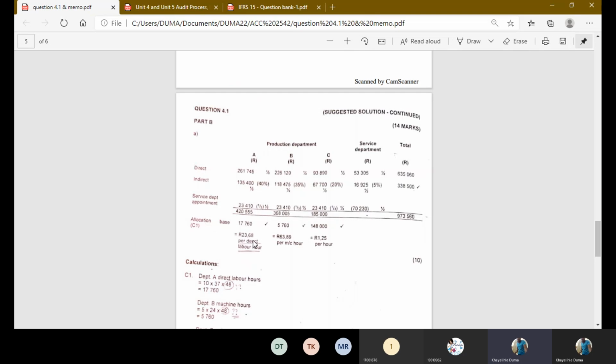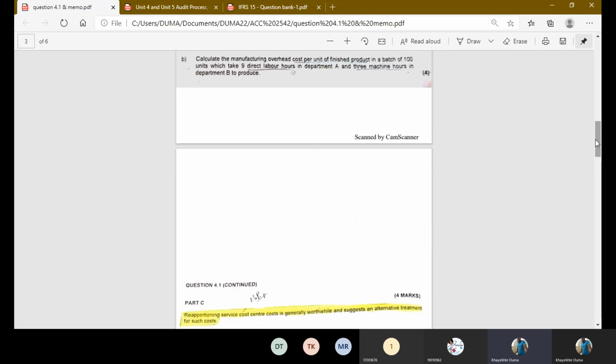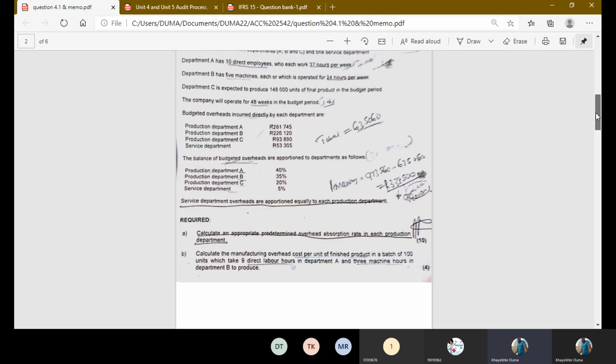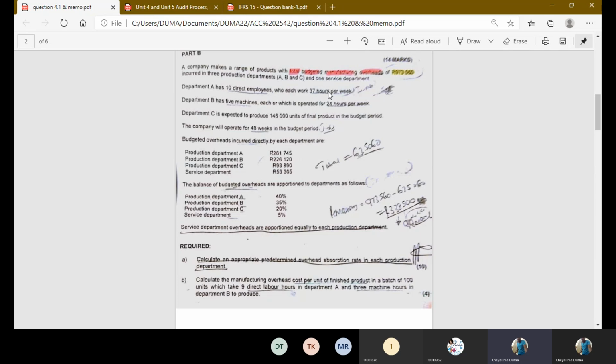So the allocation base will be given in the information. In this case, what is the allocation base? Allocation base for department A is the direct employees who work 37 hours per week. So you just have to find how many hours they work in total. If they are 10, they work 37 hours per week. And how many weeks do we have for the whole year? 48 weeks. You'll simply say 10 employees multiplied by 37 hours per week, multiplied by the 48 weeks. And then you'll get the total hours that they actually worked. And then you will say the 5 machines multiplied by the 24 hours multiplied by the total weeks. And then C, if you check C, are given units, so there's nothing for you to multiply.